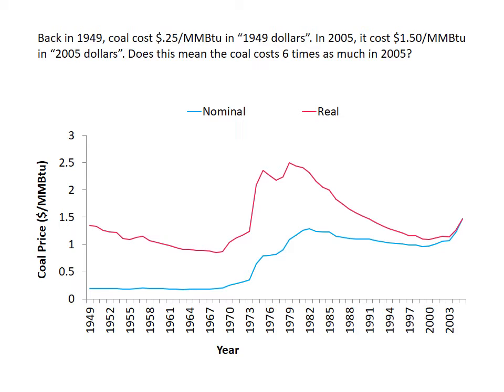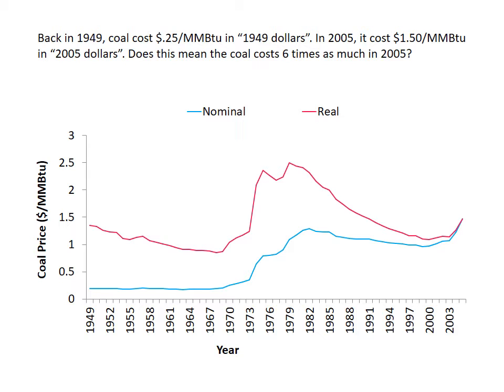Now, that gives the impression that if you're comparing coal prices from 1949 to, say, 2003, prices in 2003 are about 1.5 divided by 0.25, so about 6 times as high, right? So just looking at the blue line, it looks like coal prices in the early 2000s were about 6 times as high as they were in 1949. Now, the reality is that a dollar buys you significantly less in 2003 than it bought you in 1949, and we have to adjust for that.